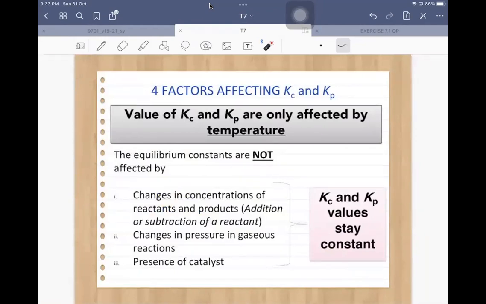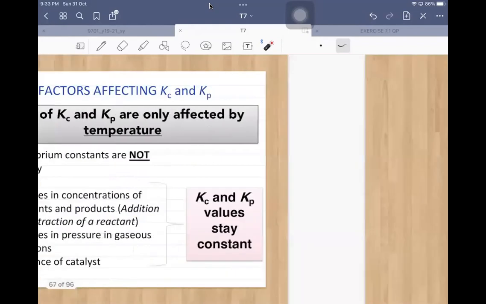So these other factors will not change the values of Kc and Kp. It will change the equilibrium position. However, the value will stay constant, right? Remember that changing the temperature, changing the concentration or pressure will change the position of your equilibrium, depending on your system as well, but will not change the value of equilibrium constant.